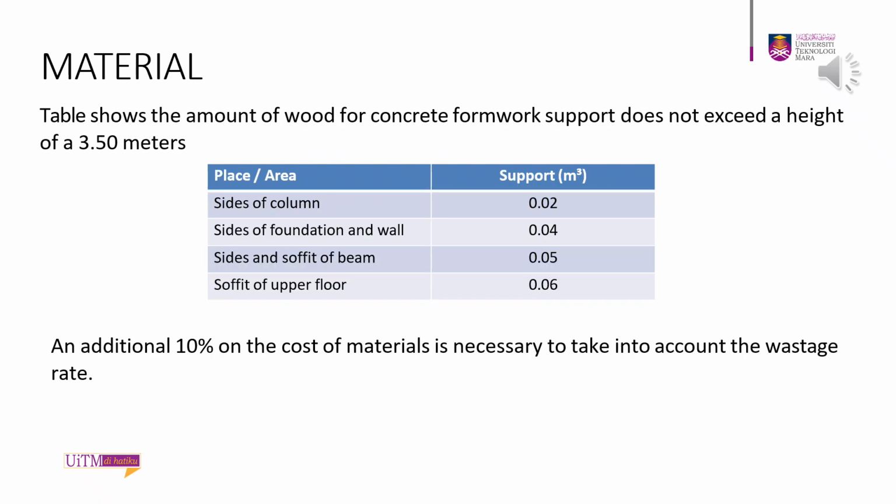This slide shows the amount of timber required for formwork support up to a height of 3.5 meters. The table gives typical timber support volumes for different areas. Columns require about 0.02 cubic meters, foundations and walls 0.04 cubic meters, beams 0.05 cubic meters, and upper floor soffits about 0.06 cubic meters. These values help us estimate the material quantity needed for each formwork component. Additionally, we always add 10% to the material cost to account for wastage, offcuts, and unavoidable losses during construction.